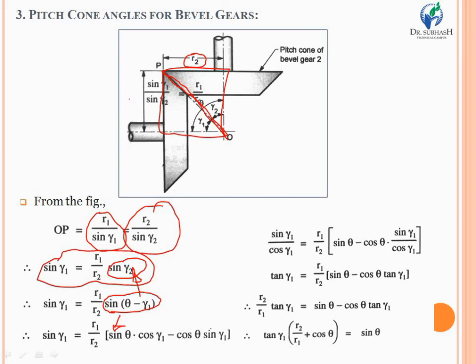Now from this relation you have to divide the left and right hand sides by cos gamma 1. So ultimately your equation will become sin gamma 1 upon cos gamma 1 equal to R1 upon R2 sin theta into cos gamma 1 upon cos gamma 1. The cos gamma 1 upon cos gamma 1 cancels out, so only sin theta remains there, minus cos theta into sin gamma 1 upon cos gamma 1. So sin gamma 1 upon cos gamma 1 gives us the relation tan gamma 1, and that is equal to R1 upon R2 sin theta minus cos theta again sin gamma 1 upon cos gamma 1, that is tan gamma 1.